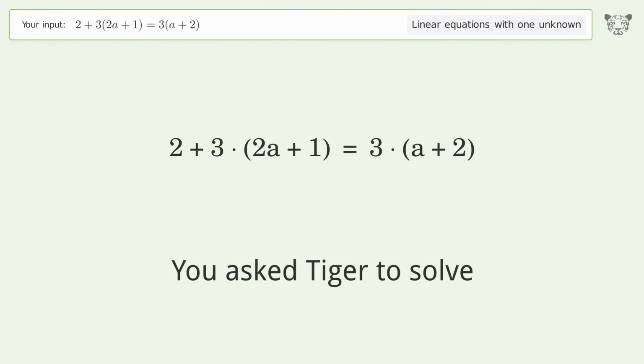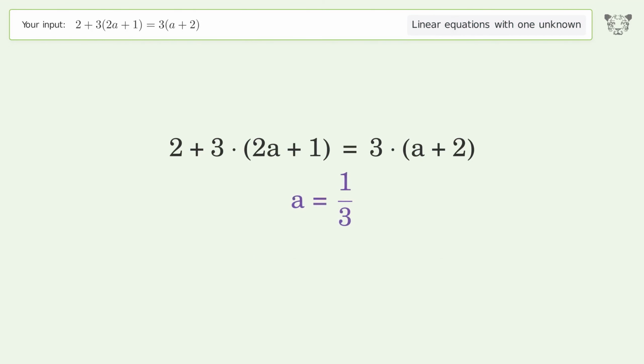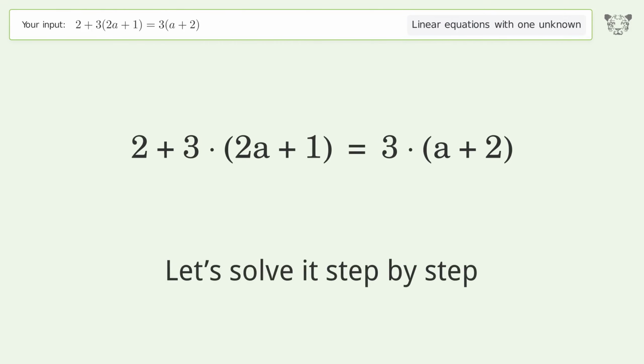You ask Tiger to solve. This deals with linear equations with one unknown. The final result is a equals 1 over 3. Let's solve it step by step.